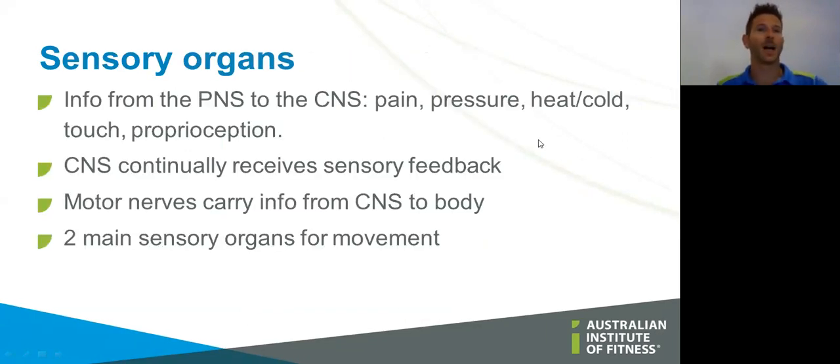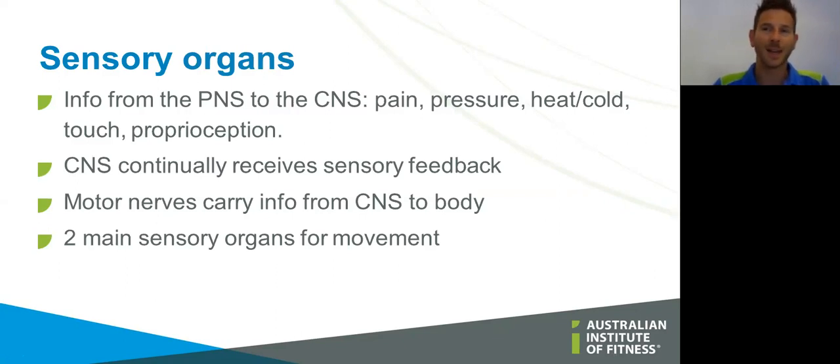Sensory organs allow us to take information back from our periphery to the central nervous system. So we will be able to take things on board such as pain, pressure, heat and cold, touch, and proprioception. Ever touch something that's really, really cold or really, really hot? You touch it and that information goes back to the brain to say, hey, that's really hot, take your hand off of it. We'll talk about stretch reflexes, reflex arcs, in a little bit.